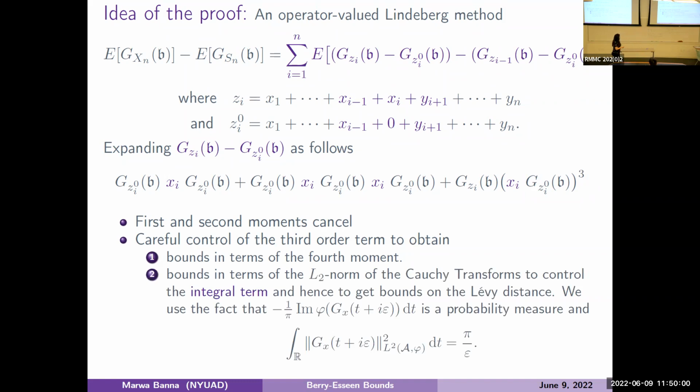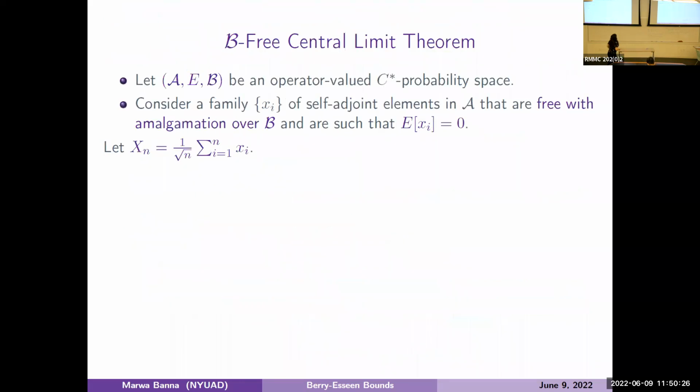And for the integral term, we have to be a little bit more careful because we would like to obtain in our bounds the L2 norm of the Cauchy transform squared. And then we're going to use the fact that minus 1 over pi times the imaginary part of the Cauchy transform is a probability measure, so that we prove that this integral is finite. So this is the level of the proof.